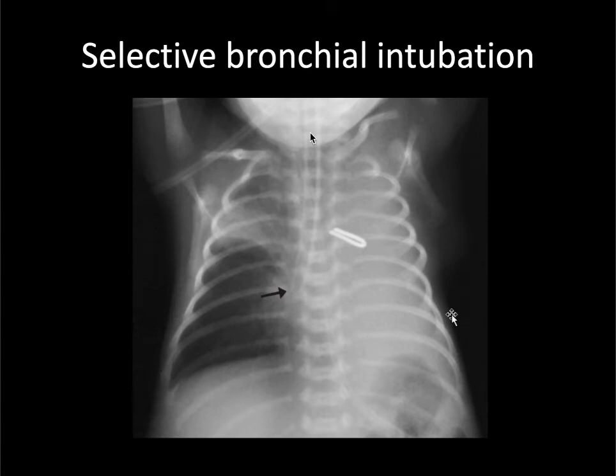Here's an example of, again, malpositioned lines, selective bronchial intubation, causing overinflation of the right lower lobe and atelectatic collapse of the left lung.